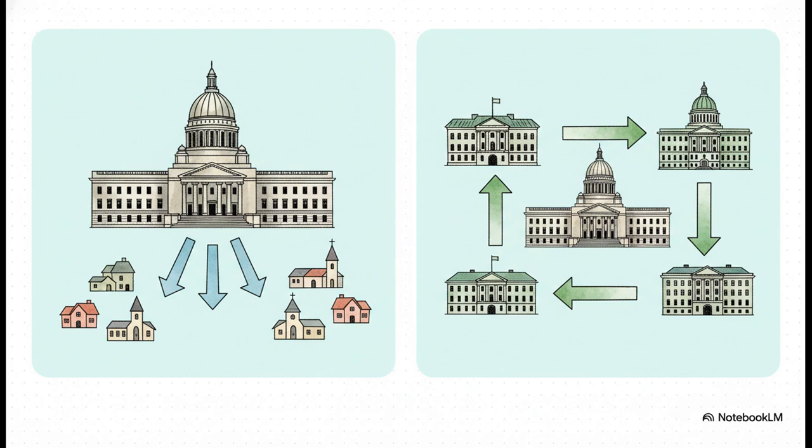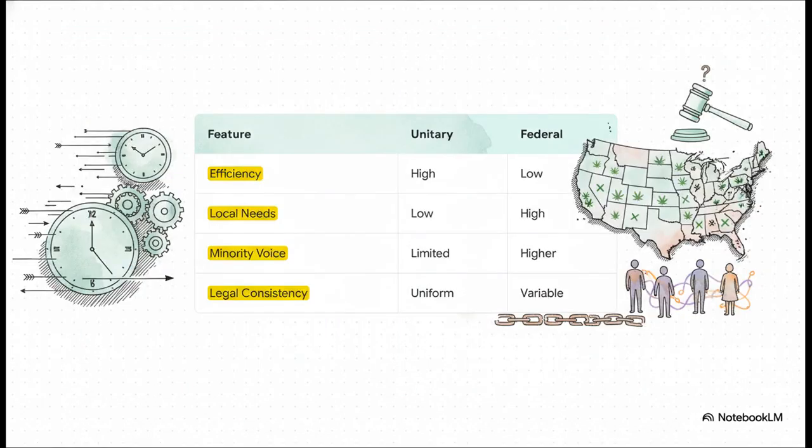Then there's the federal system. This is all about sharing power between the central government and regional governments, like the states in the US. This setup is much more common in large, diverse countries. Now, each system has its pros and cons. Unitary governments are really efficient. They can pass laws quickly. But federal systems are way more responsive to local needs and better at protecting minority rights.